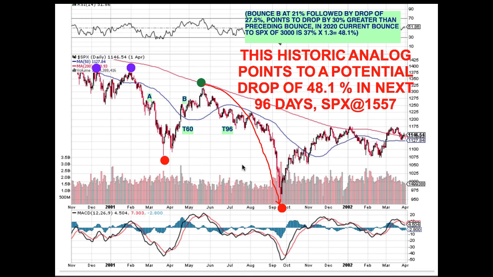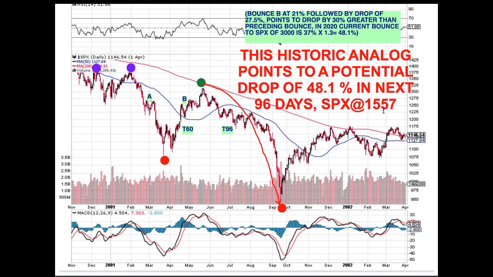So everybody's highly bullish right now. There's a lot of conditions that are being met, which we're not going to discuss in this particular video, but bottom line, just focus on this chart. History points that 48.1% could actually be a real drop that we could be seeing over the course of the next 100 days here.